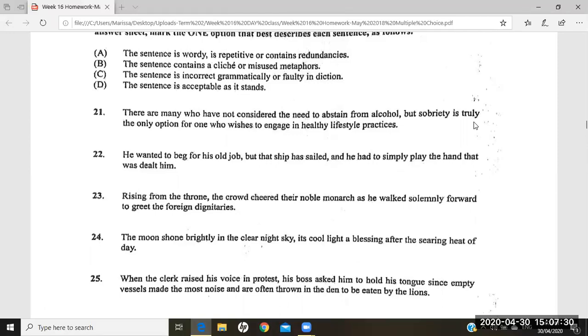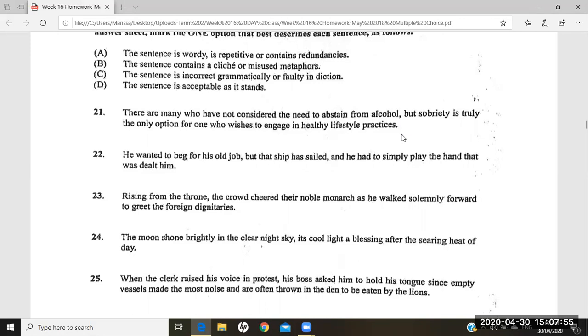So, let me read the sentences for Hania. Number 21 says, there are many who have not considered the need to abstain from alcohol, but sobriety is truly the only option for one who wishes to engage in healthy lifestyle practices. And Hania, I say an A. Yes, it is A because of the repetitiveness. Sobriety, meaning that you're sober, means the same as abstaining from alcohol. So the answer for 21 is indeed A.